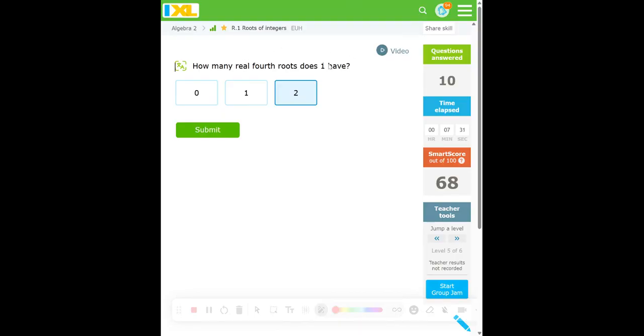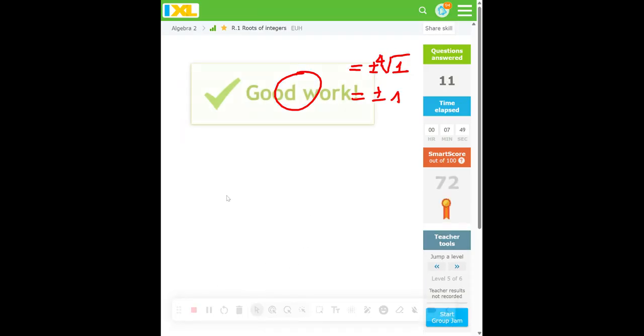If they ask you to find 4 root, the answer is plus minus 4 root of number 1, which comes out plus minus 1. So you can see 2 answers, plus 1 and minus 1. So the answer had to be 2. Okay? Here we go. Click on that, submit.